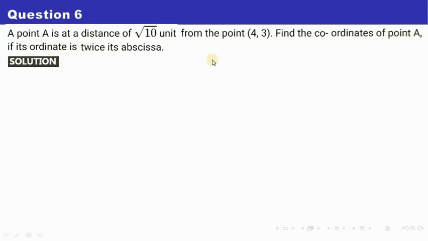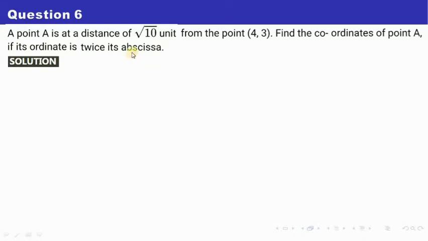I hope you know what is ordinate and abscissa. Suppose I take this point, then this 4 is called abscissa and this 3 is called ordinate. Here for point A, what is given? Ordinate is twice its abscissa. That means ordinate is double the abscissa. If abscissa is 5, then ordinate has to be 10. If abscissa is 4, then ordinate has to be 8. That's the condition given here.